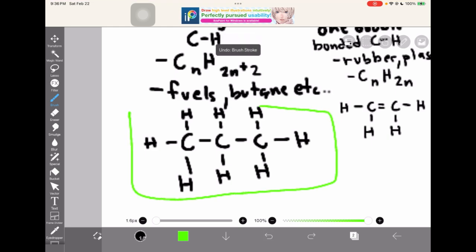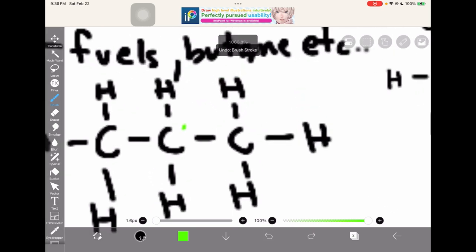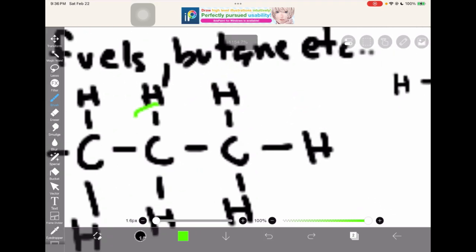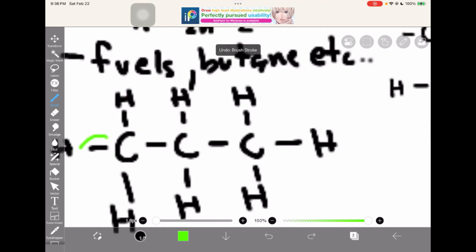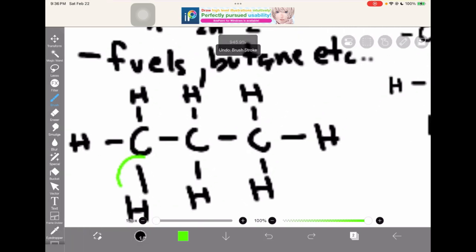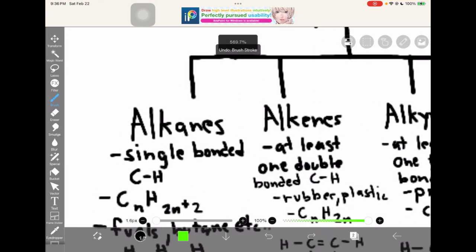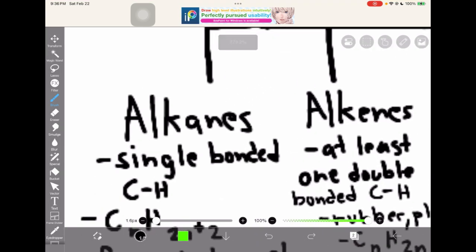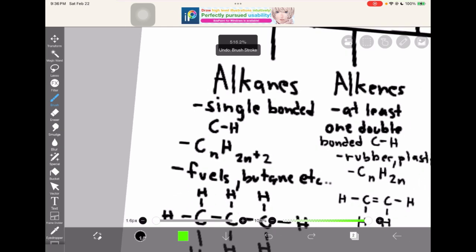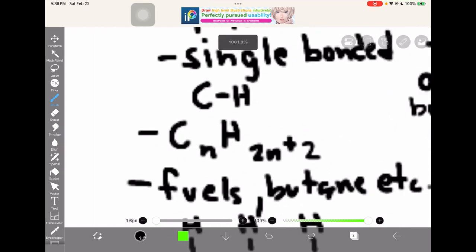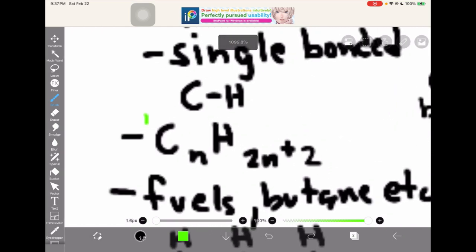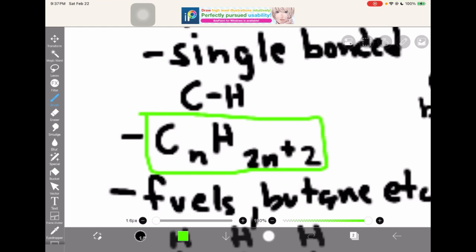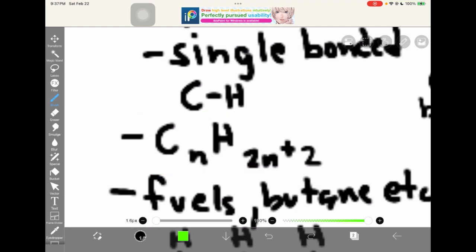diagram, if you see one of these diagrams, you really need to look out for these lines over here. If they're all single lines, as you can see, I'm highlighting there, that means it's a hydrocarbon, and it falls under alkanes. It also has a chemical composition similar to this, where n is equal to the amount of carbon, or n can be any number as long as it follows this value.